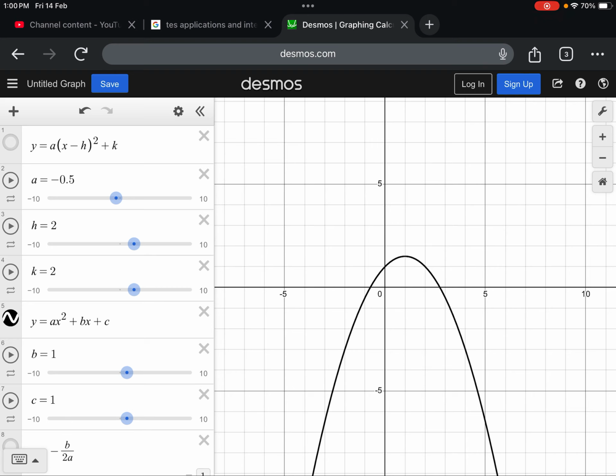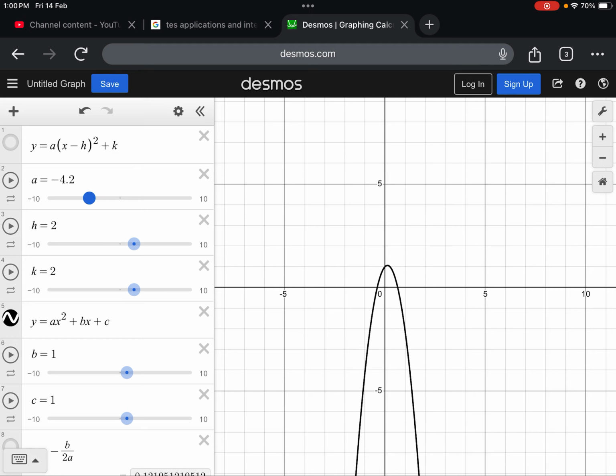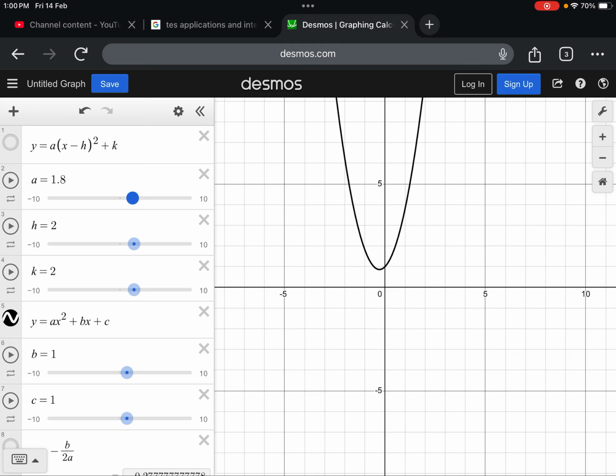I'm going to talk about the terminology shortly. And again, if I make it smaller, the graph gets narrow as well. So you see the point: when a becomes a negative number, the graph changes its shape, and when it's positive, it changes to a little smiley face that you could see in this case.